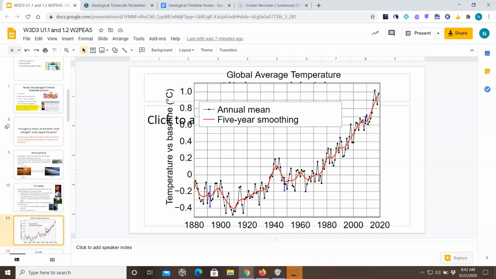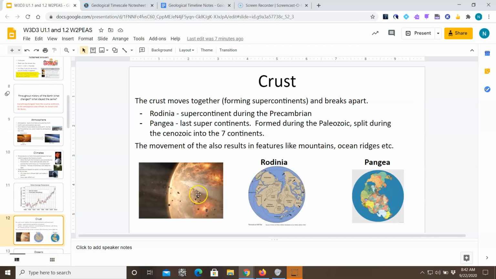And now it's happening a lot more rapidly. And they believe that's because of humans. We also looked at how the crust has changed. So when the Earth first started, there were these volcanic islands, and those volcanic islands formed crust. At one point, the crust got together and formed supercontinents. And sometimes the supercontinents broke apart.